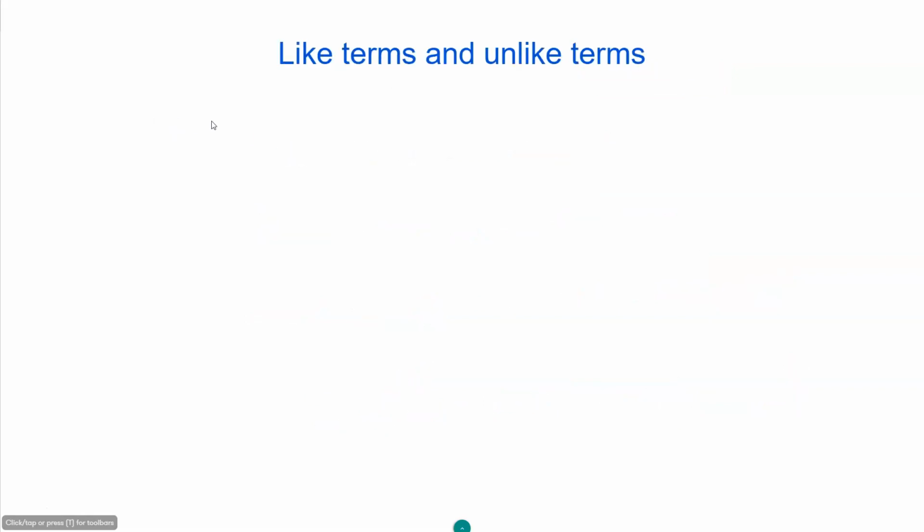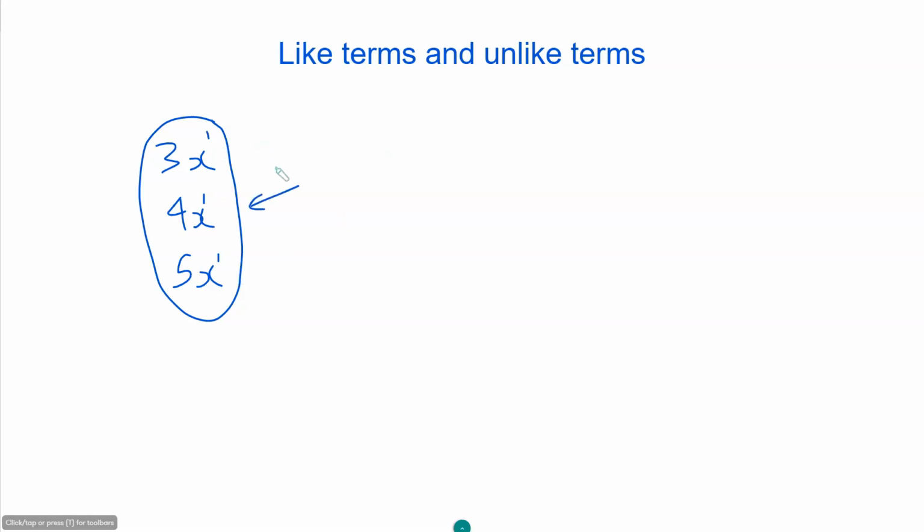Finally, let's look at like terms and unlike terms. Let's write some expressions: 3x, 4x, 5x. If you look at these expressions, you can find that all of them have the same variable x, and it's all x to the power 1. So the variables and their powers are the same. Such terms are called like terms.